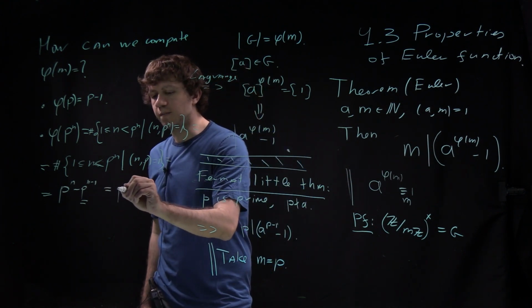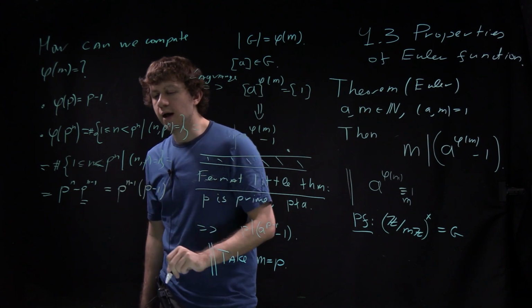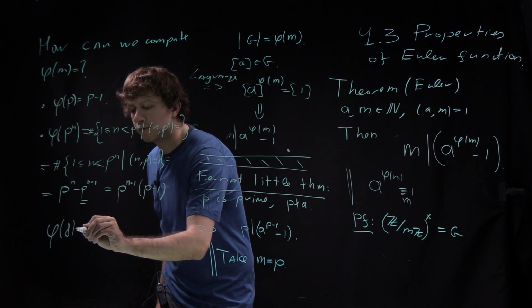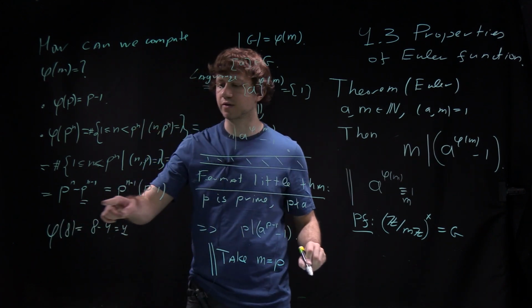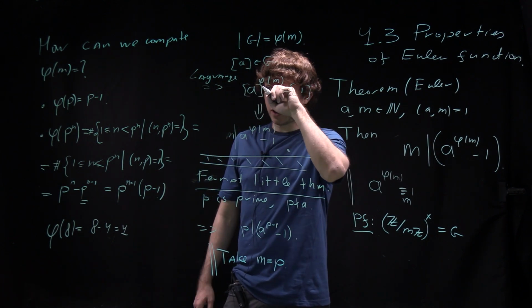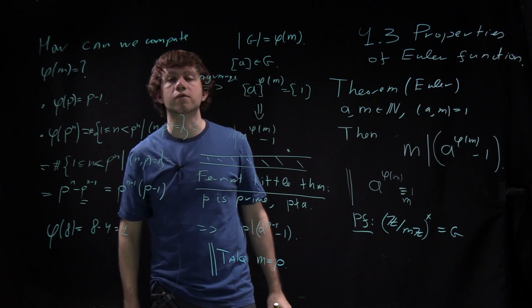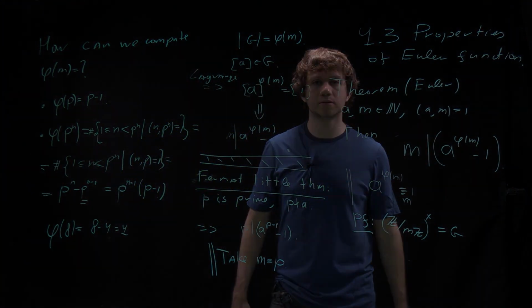And this equals p power n minus 1 times p minus 1. And we have seen already that phi of 8 equals 8 minus 4, which is 4, and that's a special case. So now we know how to compute our function for any power of a prime number. The question is how to compute it for any number.